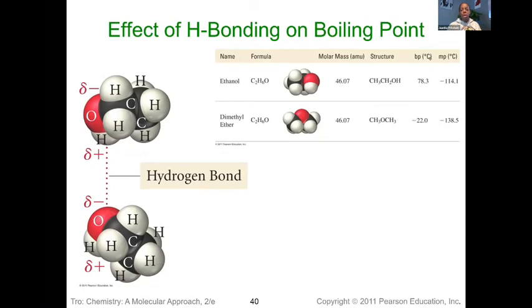Okay. Now here we can see the effect of hydrogen bonding on boiling points. So again, we're looking at things that have identical formulas, same number of atoms, same molar mass, but the difference is in our ethanol example versus dimethyl ether. Ethanol has that OH, that hydroxyl group coupled to it. And so you can have hydrogen bonding occur. And so look at the boiling point, a very drastic difference: 78.3 versus negative 22 for that dimethyl ether.